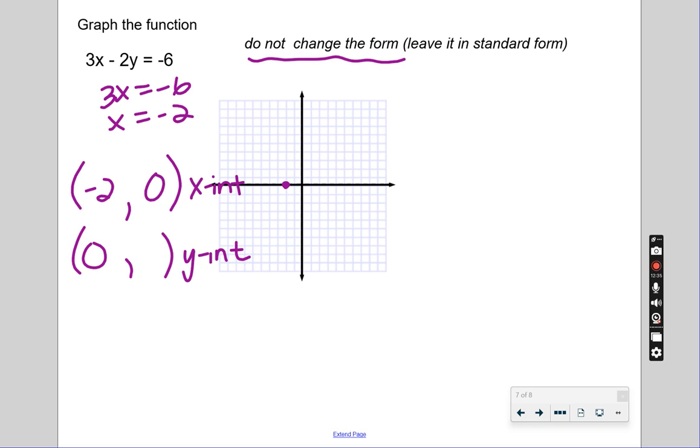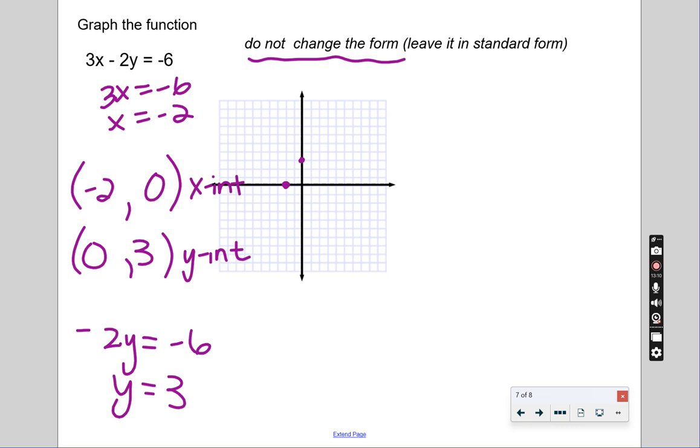Now I could solve for the y-intercept by plugging in 0 for x. So that would make this go away. And I have negative 2y equals negative 6. So what's the y-intercept? 3. Yep, positive 3. So 0, 3, 1, 2, 3. There we go. We have our 2 points to make a line. Isn't that easy? You could even do it in your head, because if you just cover one up, you're like, oh, that's 3, that's negative 2. Plot the points. Draw the line.